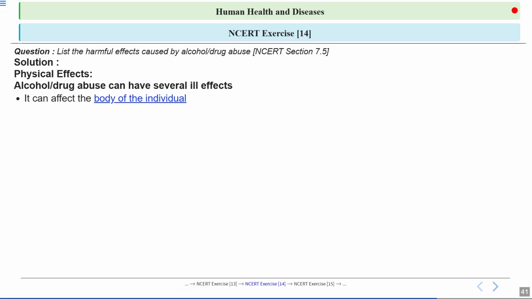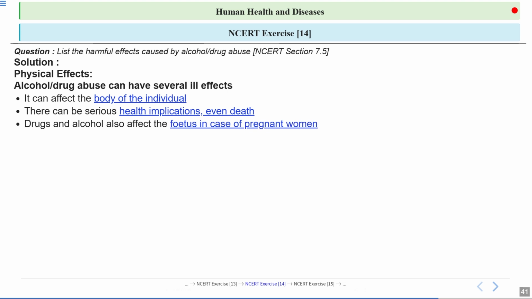This means damage to organs like liver, heart, and brain. Now, there can be serious health implications, even death. Overdoses, accidents, and long-term diseases are all possible outcomes. Drugs and alcohol also affect the fetus in case of pregnant women. The developing baby is especially vulnerable, and exposure can lead to birth defects or developmental delays.